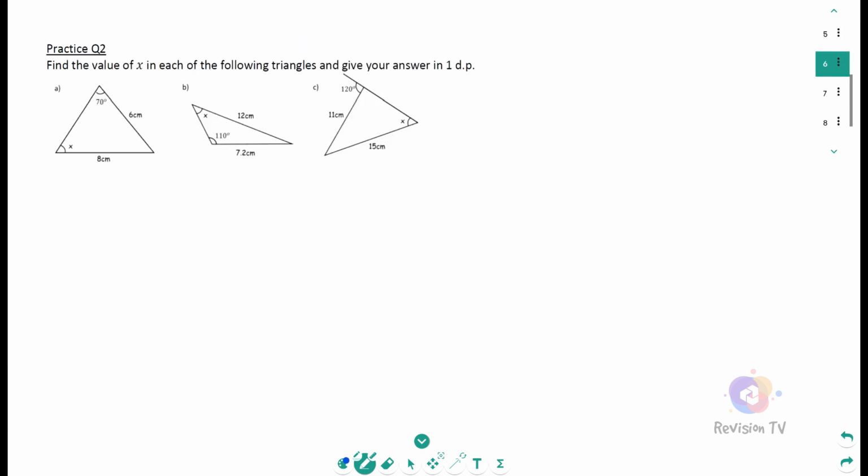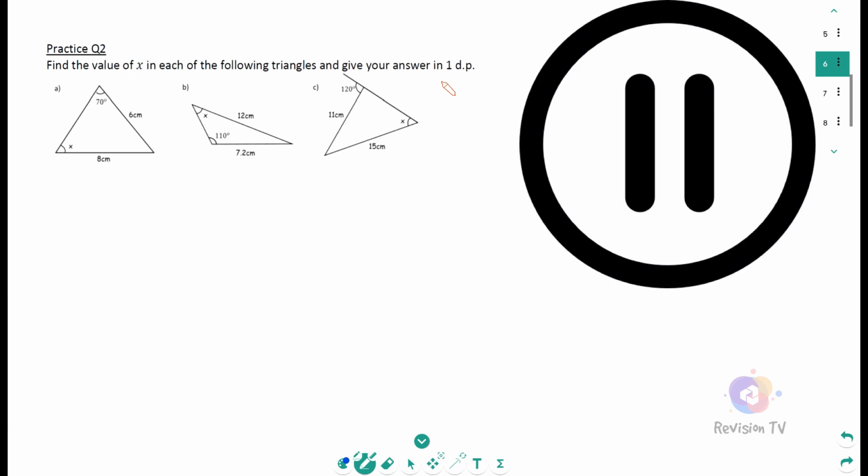Your chance again. Practice question 2. Have a go and find the missing angle x, and give your answers in one decimal place. Pause the video. When you're ready for the answer, you can press play.